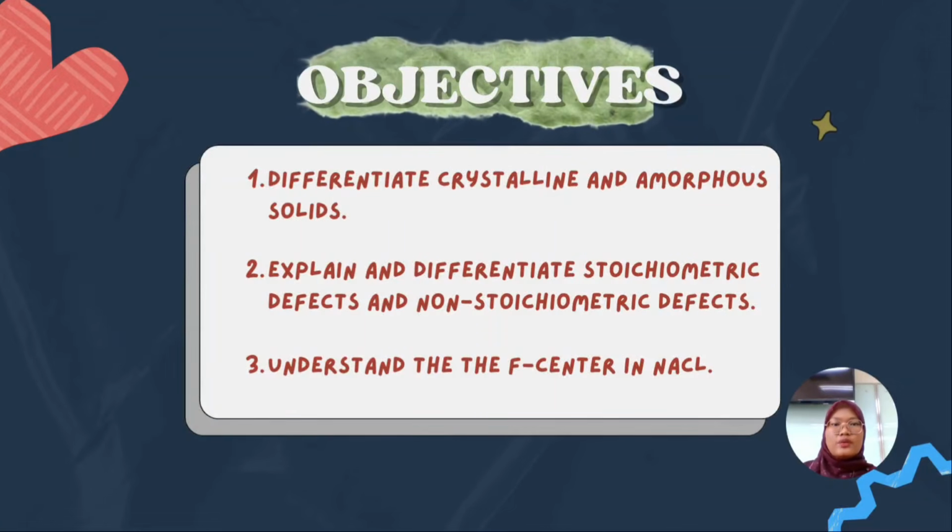Have you ever wondered why some solids have perfectly ordered structure while others don't? Today, we are going to answer that question. Our presentation has three main objectives. First, we'll compare crystalline and amorphous solid and see what makes them different. Next, we'll explore stoichiometric and non-stoichiometric defects, which are imperfections found in crystal structure. Lastly, we learn about the F center in NaCl, an interesting defect where a missing chloride ion traps an electron, causing the crystal to develop colors.